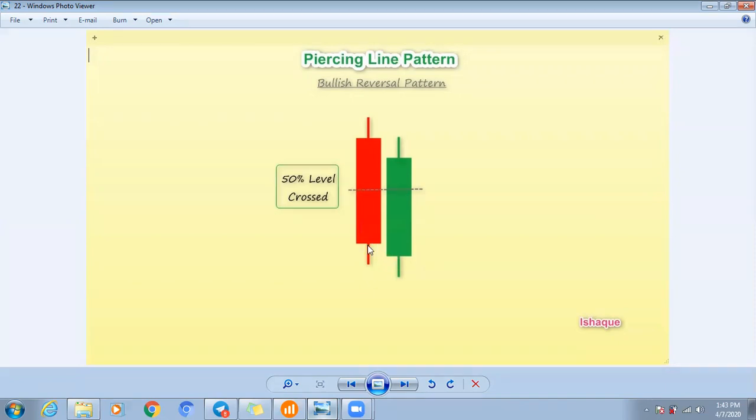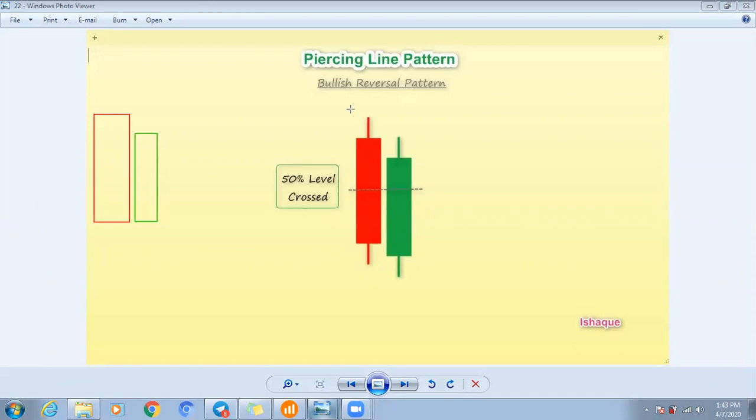The opening price is below the previous closing price. This is the forex pattern, but in IQ Option it's not necessary. In IQ Option, the bullish candlestick can start from below. If you find candlesticks like these, we can say this is a piercing line pattern. So plot the 50% line; if this candlestick crosses the 50% line, now we can say this is the piercing line pattern.